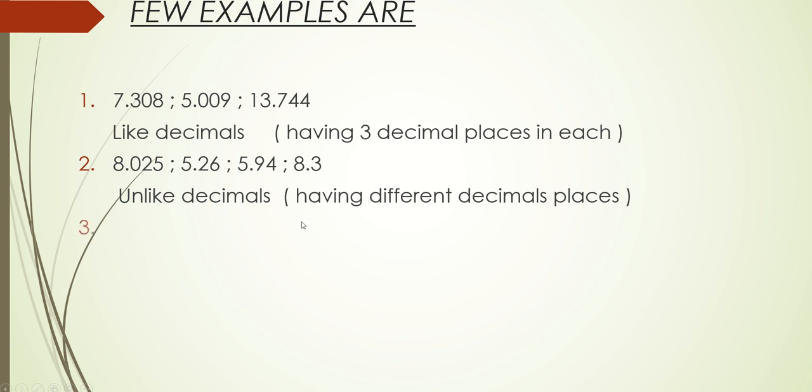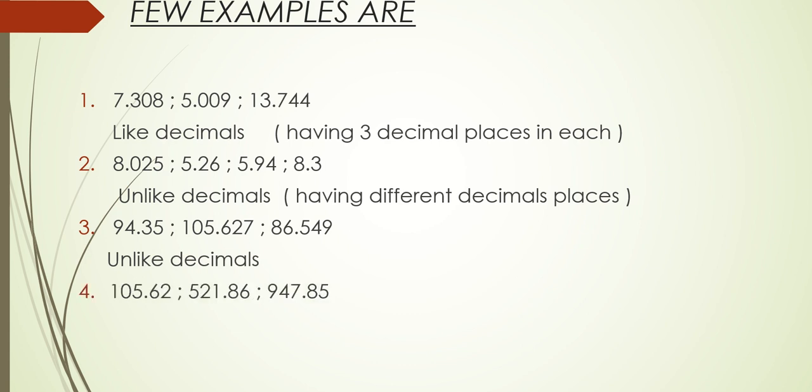Next example is 94.35, 105.627 and 86.549. Now check which kind of decimals you have. Yes, you have unlike decimals. You know the reason, I think, because I have 2 decimal places in the first, and in the second and third we have 3 decimal places. So we have different decimal places, and I will write these are unlike decimals.